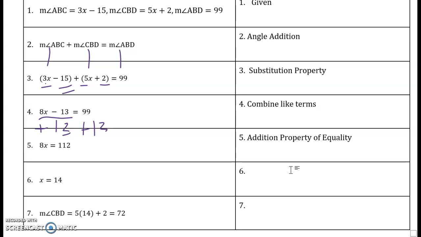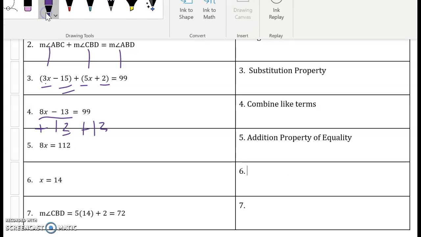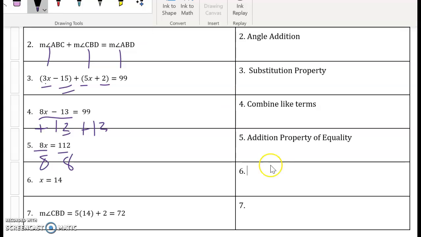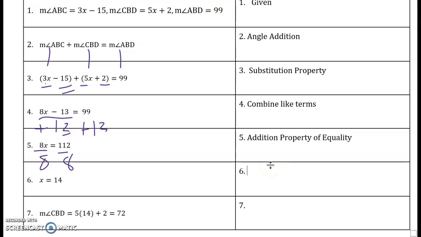For our next one, it says x equals 14. Well, what happened? 8x was divided by 8. So everything was divided by 8, right? So we divided both sides by 8. Well, the reason that we are allowed to do that is what we call the division property of equality.